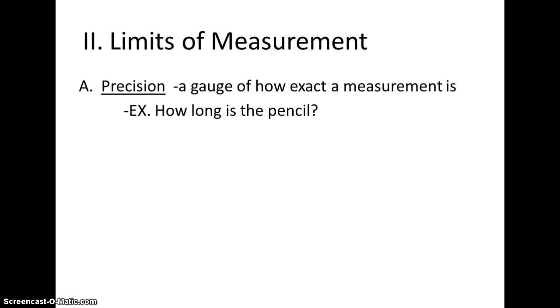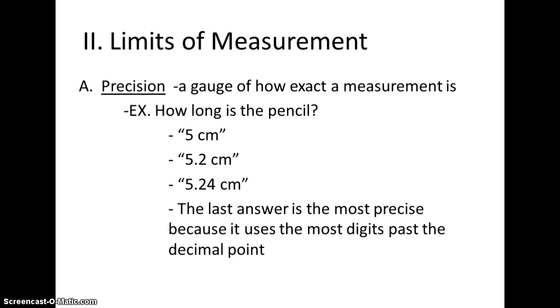Precision. Precision is a gauge of how exact a measurement is. For example, how long is the pencil? Let's say I ask 3 different students how long a pencil is. One student comes back and says the pencil is 5 centimeters. Another says 5.2 centimeters. And a third says 5.24 centimeters. Precision is how exact a measurement is. I want you to think and try to determine which one is the most precise. The last answer is the most precise, because it uses the most digits past the decimal point. However many digits past the decimal point, that tells you the precision. The more there are, the more precise you are.